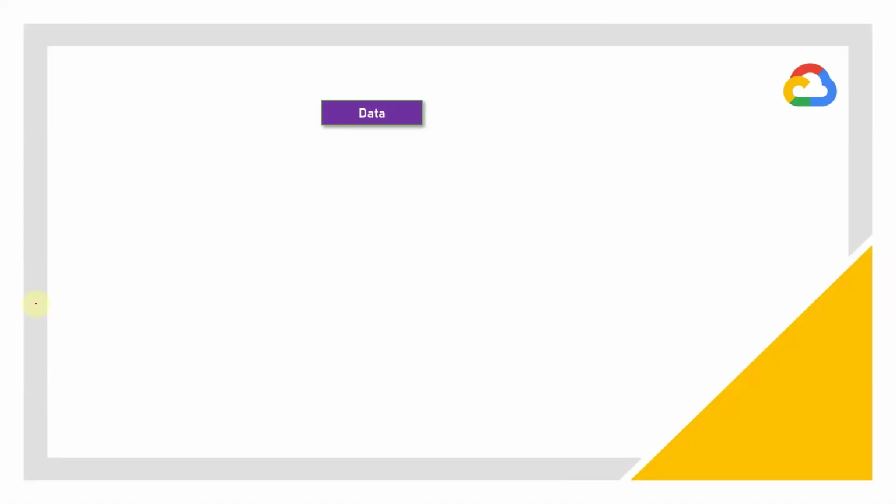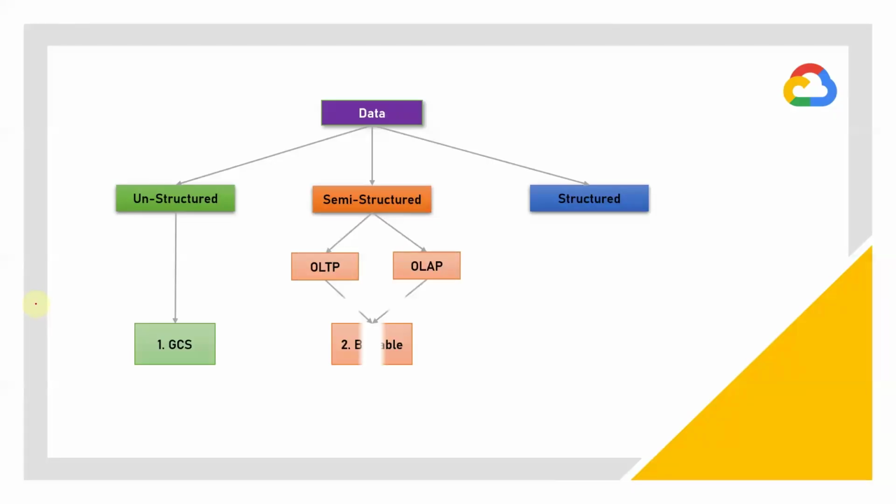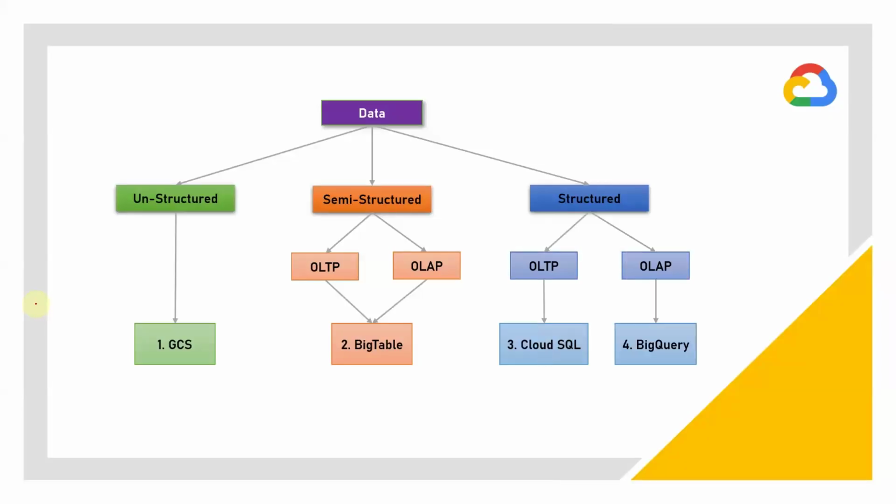Data is classified into 3 things such as unstructured, semi-structured, and structured. For storing the unstructured data, we have Google Cloud Storage. For semi-structured data, we have Bigtable. For structured OLTP, we have Cloud SQL. For structured OLAP, we have BigQuery. So here, 4 data engineering services that we are covering as a part of this course.